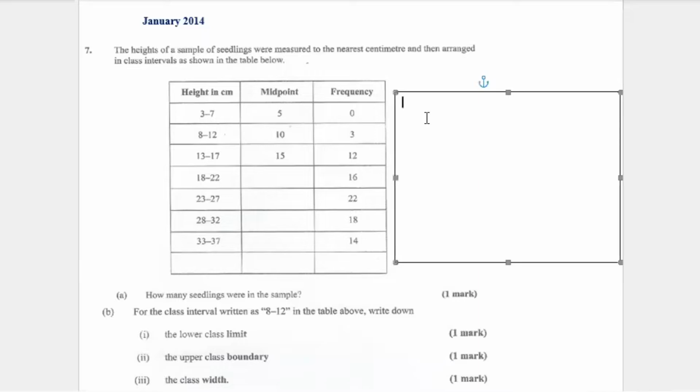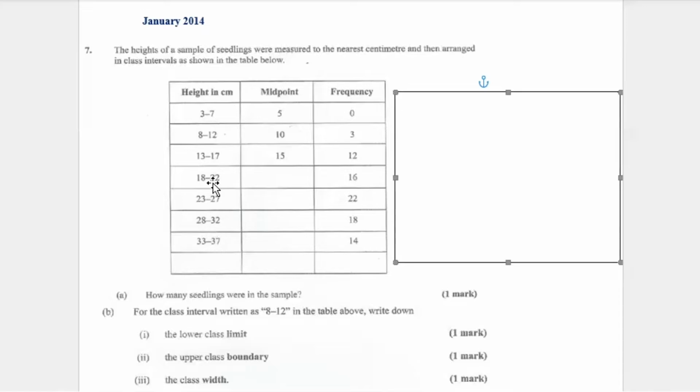Alright, welcome back to another video, and today we will be working the January 2014 Mathematics Paper 2 Question 7, which is on statistics. So here it goes. It says the heights of a sample of seedlings were measured to the nearest centimeter and then arranged in class intervals as shown in the table below. So these are our class intervals: 3 to 7, 8 to 12, 13 to 17, 18 to 22, 23 to 27, 28 to 32, 33 to 37.